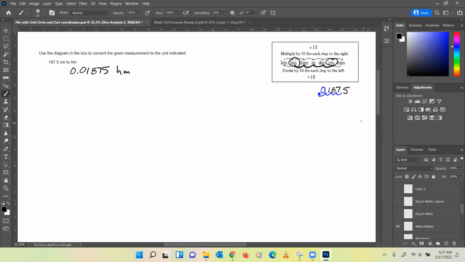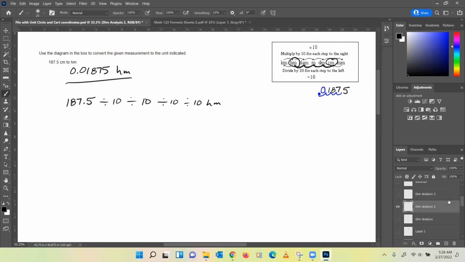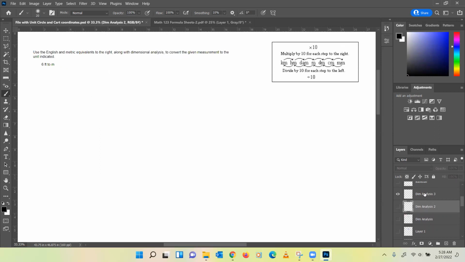That one isn't too bad at all. Or we could say divide by 10 for each step. So I had 187.5. I'll divide by 10 to get to decimeters. Divide by 10 to get to meters. Divide by 10 to get to decameters. And divide by 10 to get to hectometers. So each one of those steps I needed to divide by 10. And when I do, I will get that final result. That's one nice thing about, again, moving within length in the metric system.